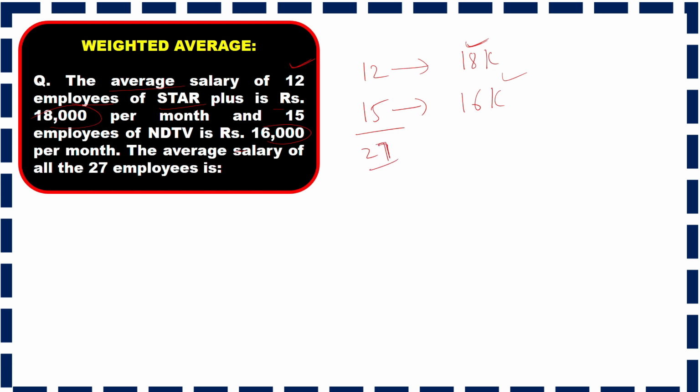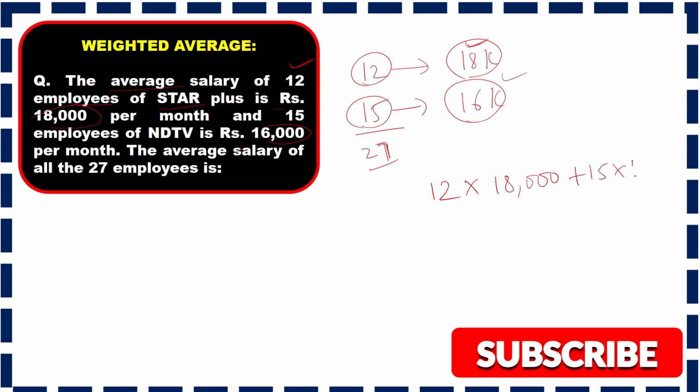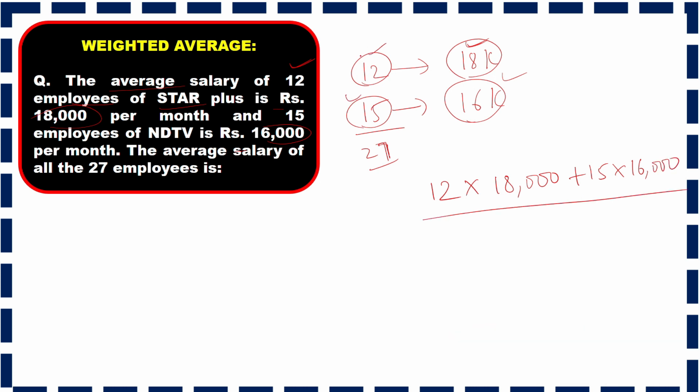What is the average salary? Now what we do is multiply these two. So 12 employees are getting 18,000 plus 15 employees are getting 16,000 per month, divided by the total number of employees, 12 plus 15. Calculate this, and you'll get 16,888 as the average of all the 27 employees.